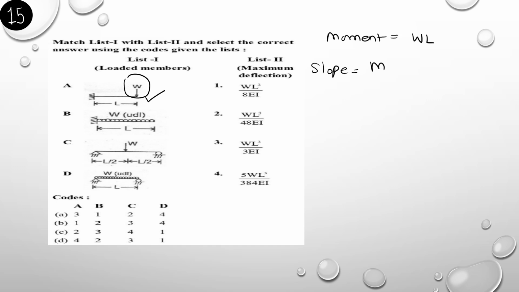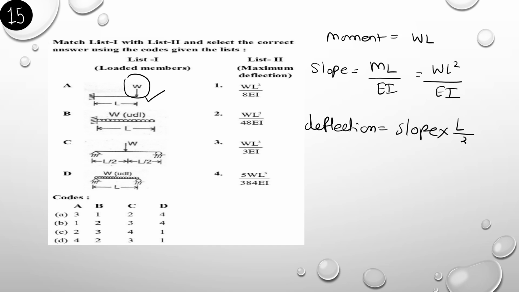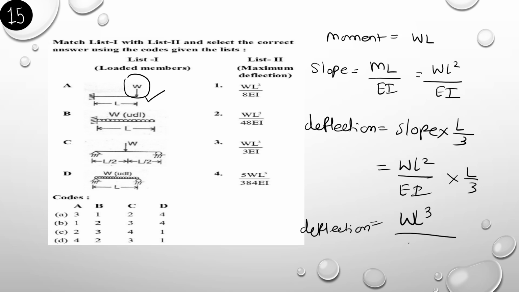So for slope, ML by EI. Here just replace this M, meaning moment, with WL. So WL square divided by EI. Then deflection. Deflection is equal to slope into L by 3. So here slope is WL square divided by EI into L by 3. So total deflection is WL cube divided by 3 EI. So for the first, WL cube divided by 3 EI, option number 3 is correct.